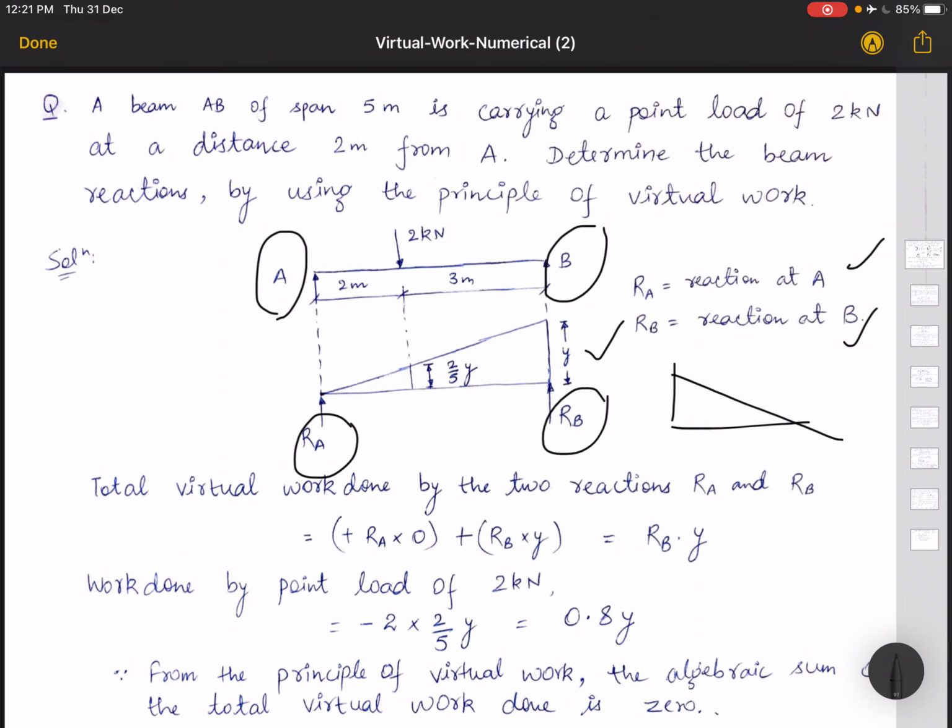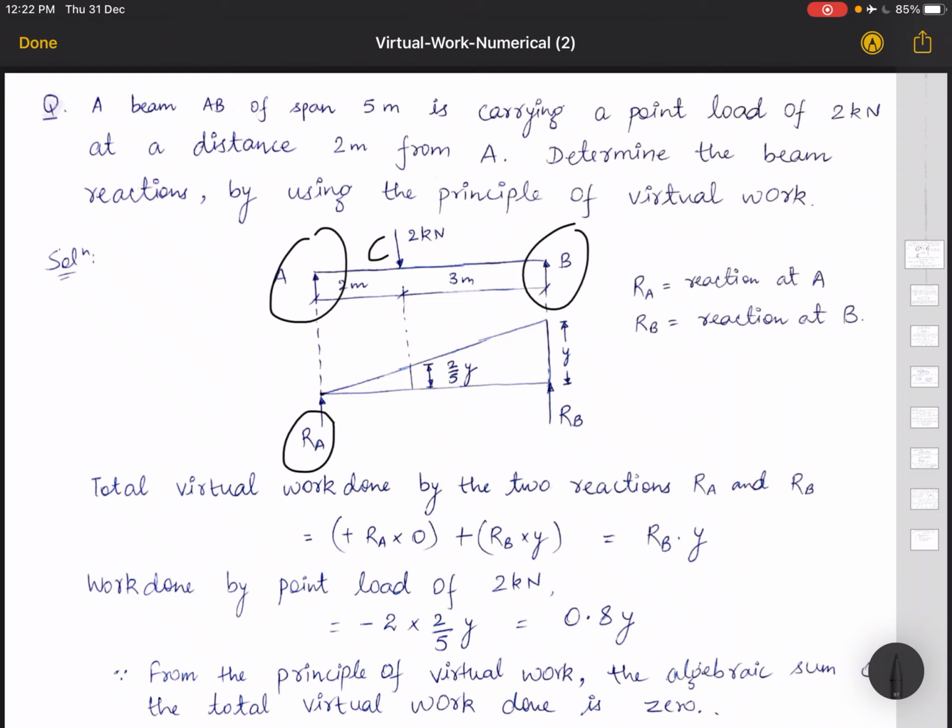So the total virtual work done by the two reactions will be how much? At RA you have to check the displacement. At RA there is no displacement, so 0, plus RB into Y. Why is it coming plus? Because the displacement and the reaction are in the same direction. If the reaction is like this and the displacement is like this, then the work done will be negative. But here the reaction and the displacement provided are in the same direction, so it comes out to be positive and it is equal to RB into Y.